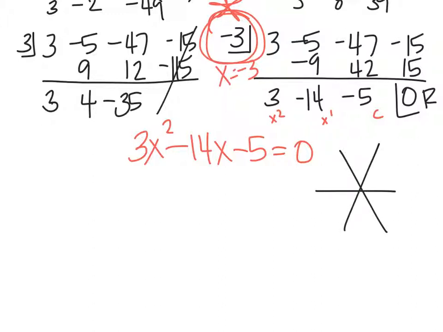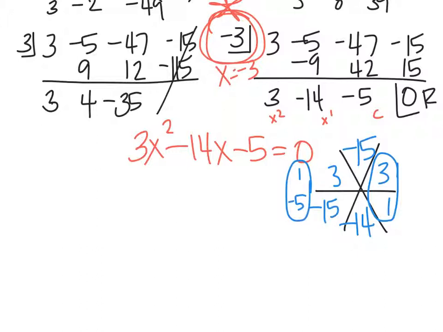So if a times c goes on top, that's negative 15. Negative 14 goes on bottom, and 3 on the sides. So my two numbers that multiply to negative 15 but add to negative 14 are negative 15 and 1. That doesn't simplify, but this will drop down to 1 and negative 5. So my factors are going to be x minus 5 and 3x plus 1.